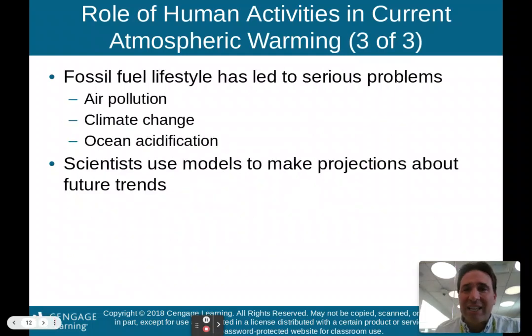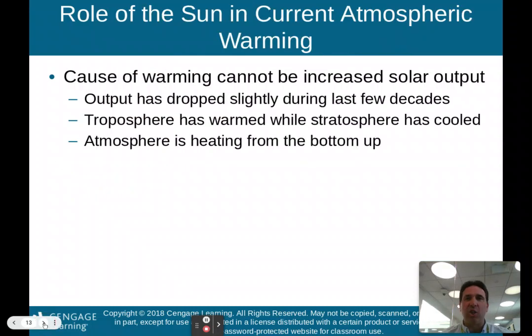Fossil fuel lifestyle has led to serious problems. It's led to air pollution, climate change, and ocean acidification. Scientists use models to make projections about future trends. And again, the future trends show if the carbon continues to increase in the atmosphere, that the Earth will continue to warm. So what is the role of the sun in the current atmospheric warming?